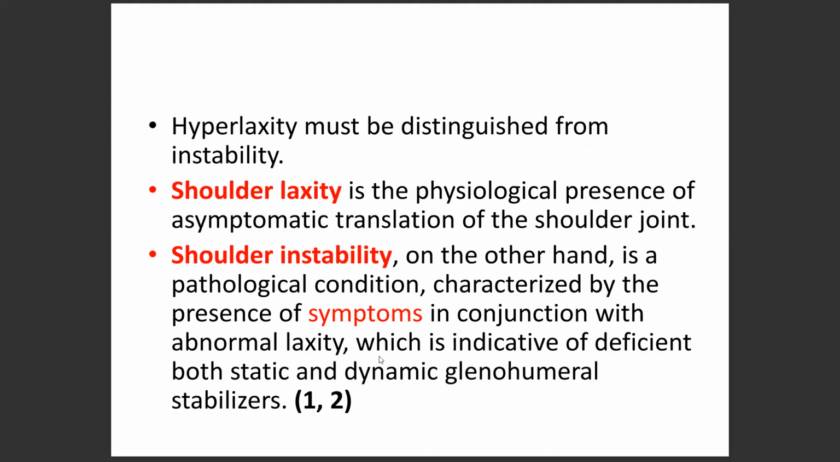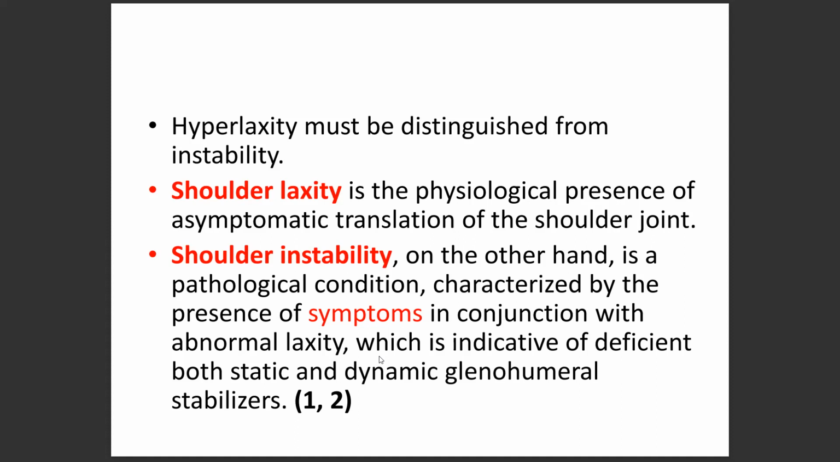Hyperlaxity must be distinguished from instability. Hyperlaxity doesn't mean that the joint will be subluxed or dislocated, while instability is a clear term meaning that the joint will be either dislocated or subluxed. Shoulder laxity is the physiological presence of asymptomatic translation of the shoulder joint. It means during hyperlaxity, there will be only increased translation.